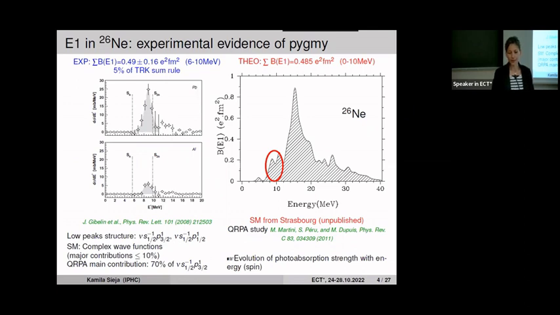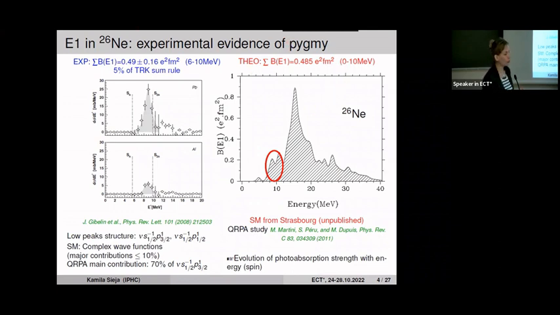But some years ago, there was an experimental study in the neon isotopes, and they showed that they have some kind of strength here. I took the experimental results from this paper, and they showed that there is some kind of low energy enhanced strength around 8 MeV. We did the shell model calculations at the time, quickly, and we saw that we have such a structure at low energy, around 8 to 10 MeV. The experimental sum strength is given here, and as you can see, it is more or less 5% of the TRK sum rule, and this was also reasonably reproduced in the shell model.